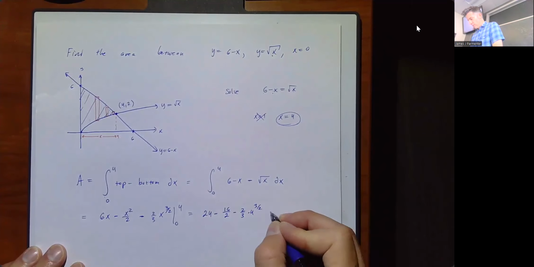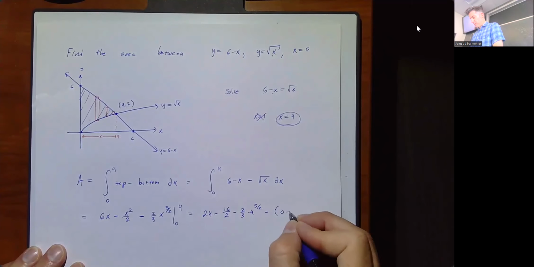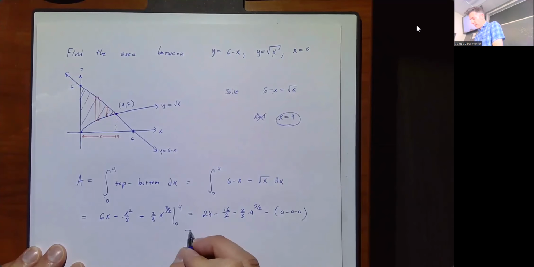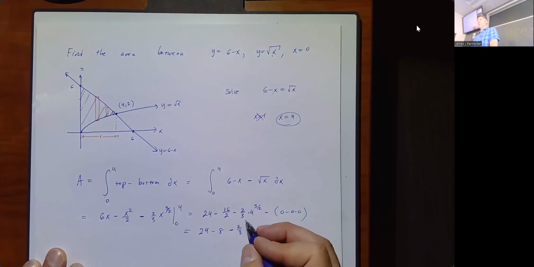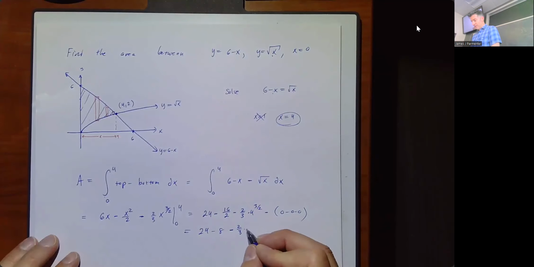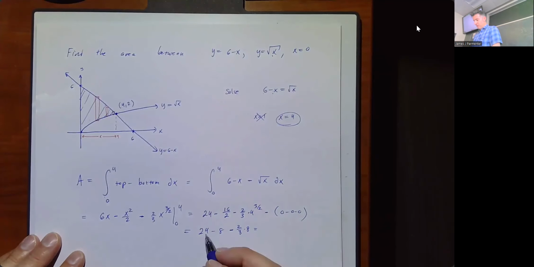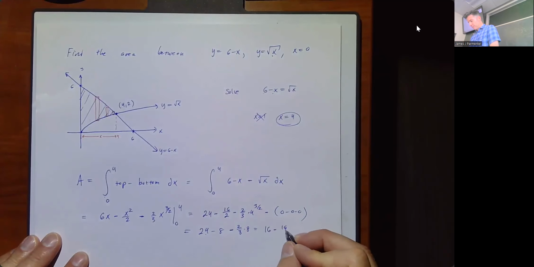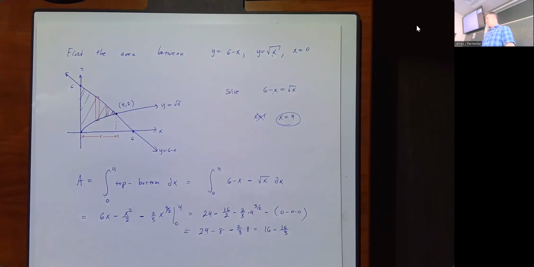We should be able to do minus 0. Let's see what we get. 24 minus 8. 2/3. 4 to the 3/2 is the square root of 4, right? That's the 1/2 power. 2 to the 3rd, which is 8. So we end up with 24 minus 8, 16 minus 16/3. And again, I don't really want to do 16 minus 16/3.